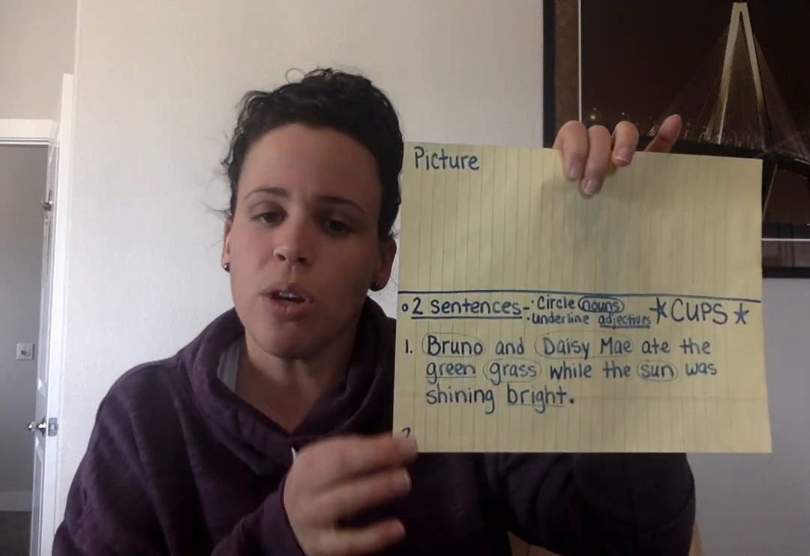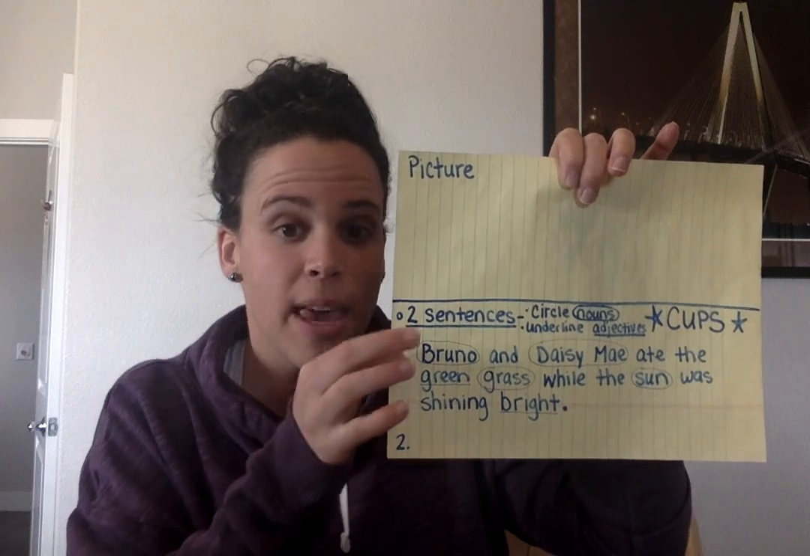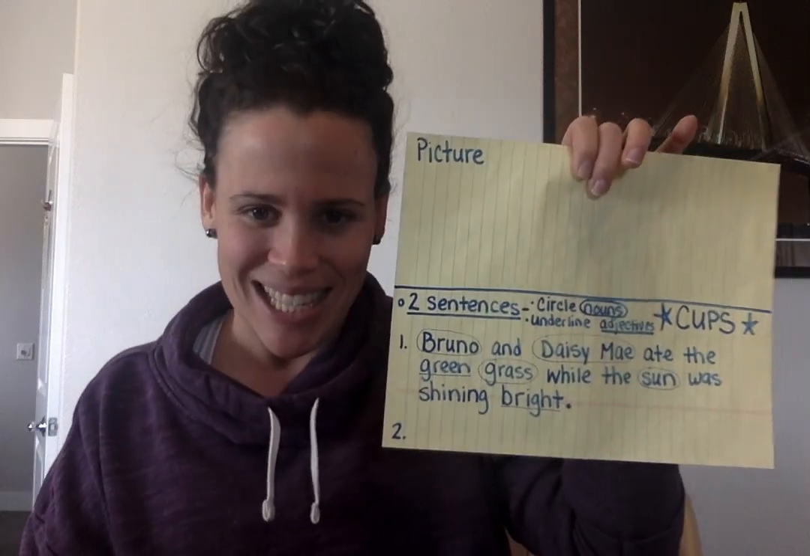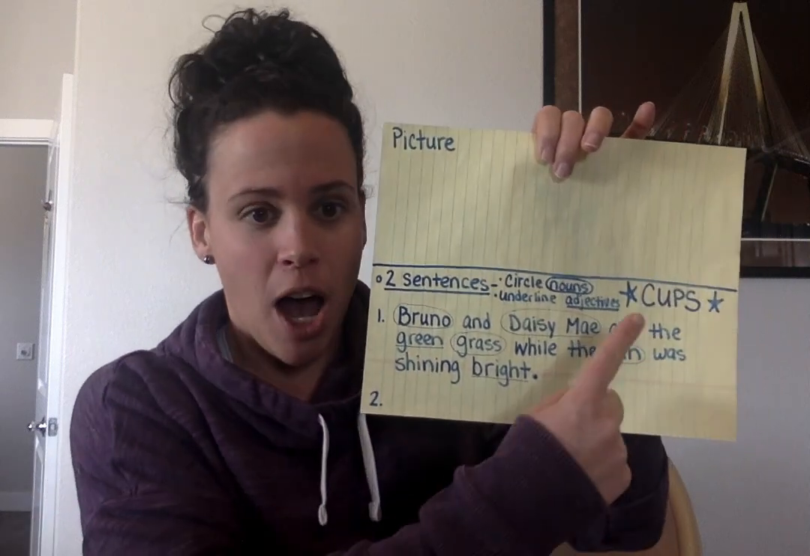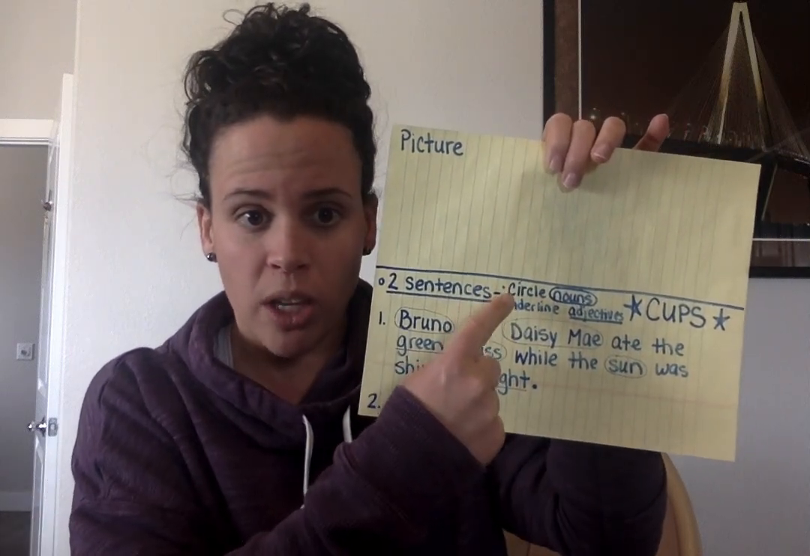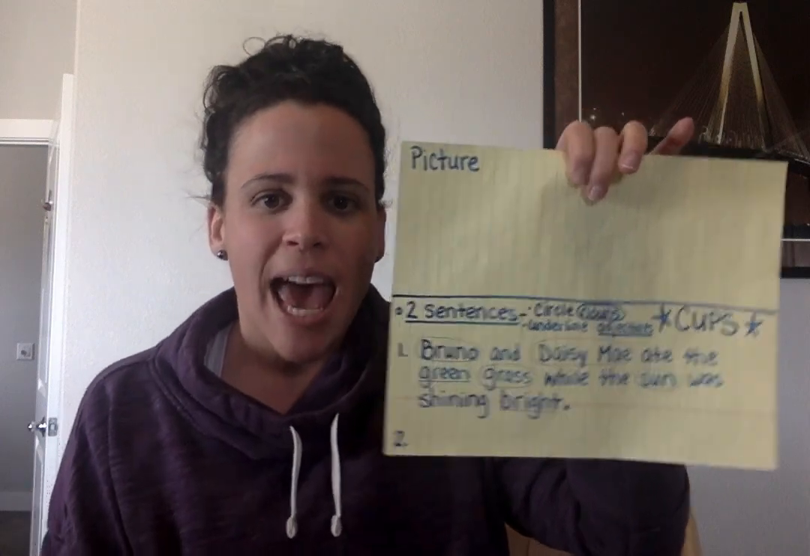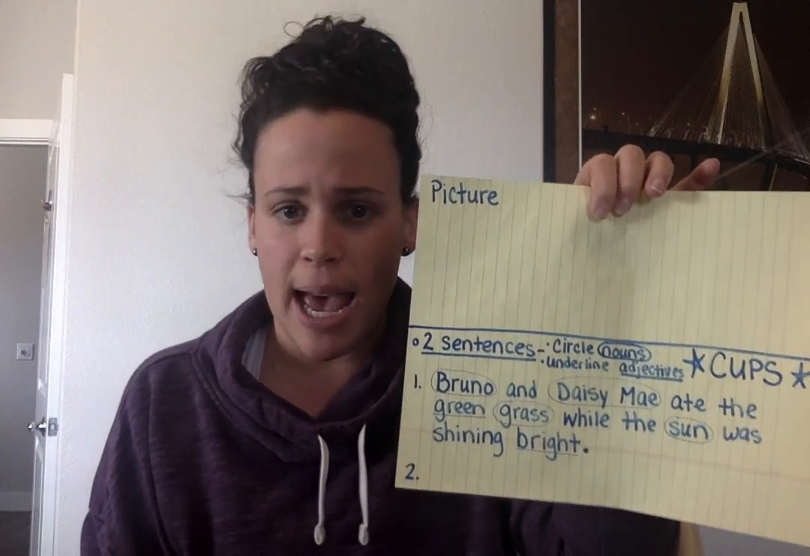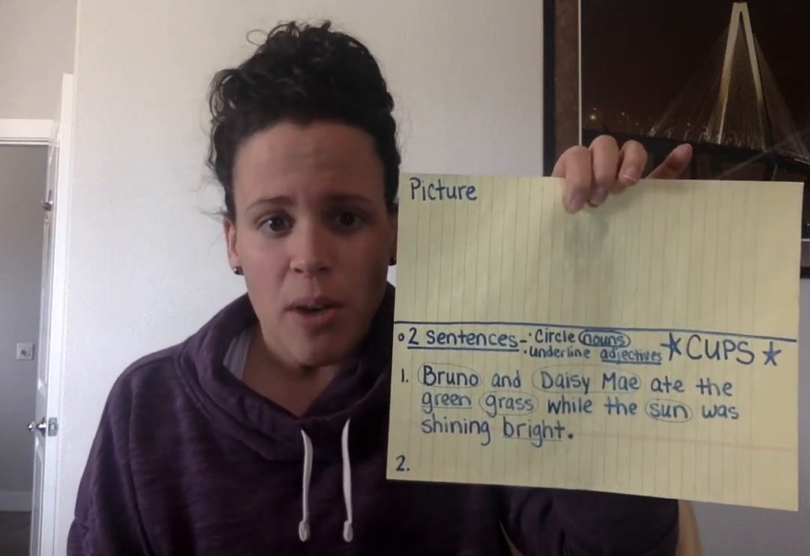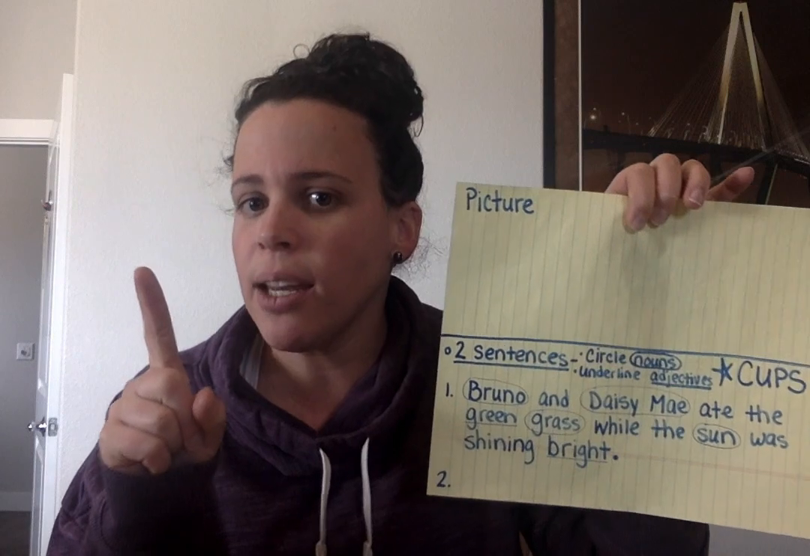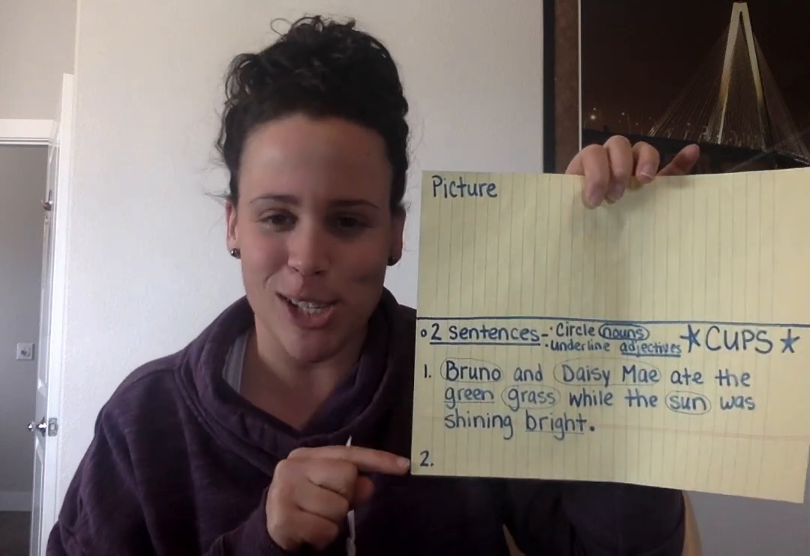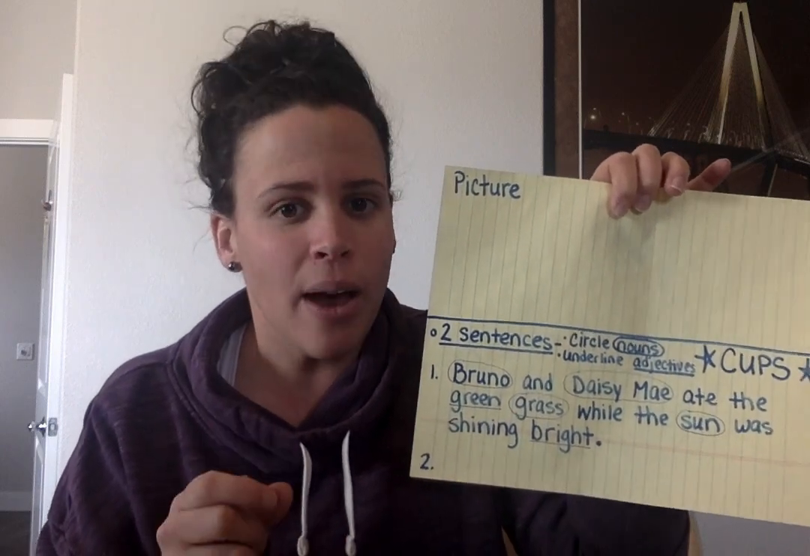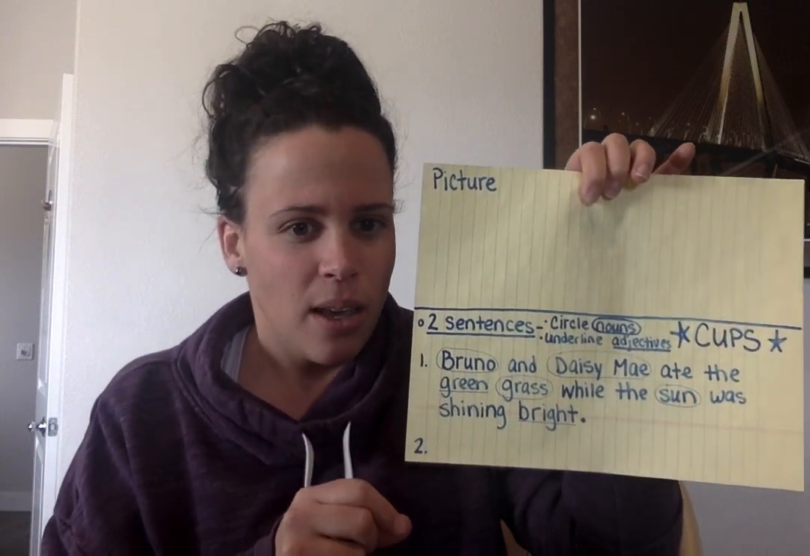Or if you do your sentences first, okay, make sure you check your sentences. Make sure you can read your sentences. All right, check for caps. Do your circling of the nouns, underlining the adjectives. And then I want you to go show this to mom, dad, grandma, whoever is there with you. And I want you to read both of your sentences to them. And I want you to explain what a noun is and what an adjective is.